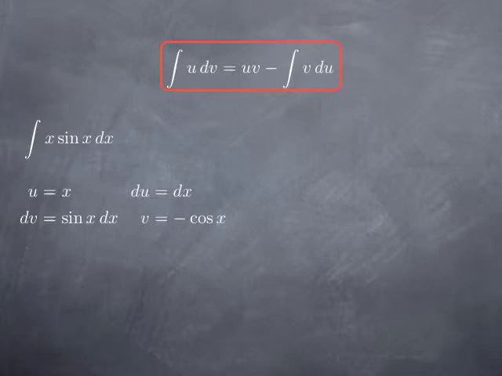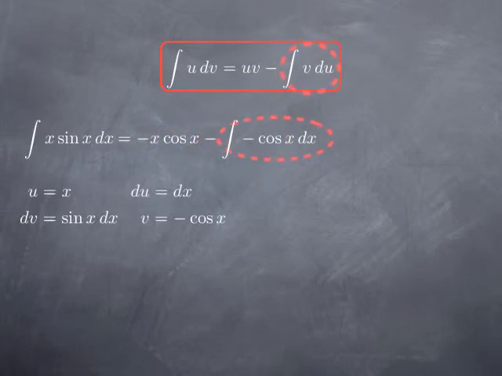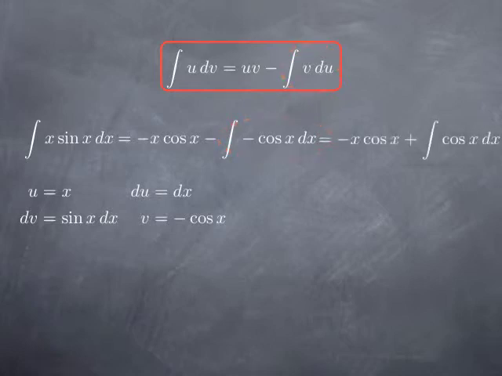And then this is what I obtain applying the formula, because uv is a product of x times negative cosine x, so it's negative x cosine x. And the integral of v du is the integral of negative cosine x dx. So I obtain negative x cosine x plus the integral of cosine x, which is sin x, up to a constant.